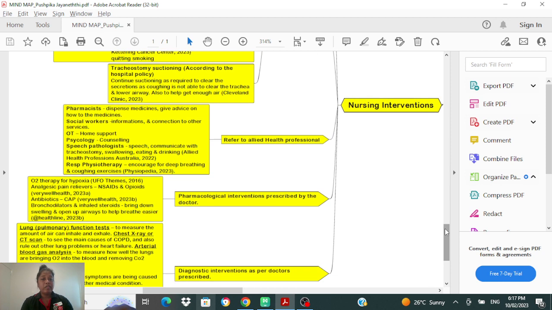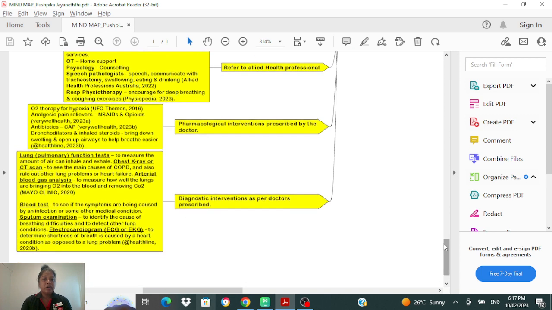Next, pharmacological interventions prescribed by the doctor: oxygen, analgesics, pain relief, antibiotics, bronchodilators, and inhalers, just to open her airways to help her breathe easier.